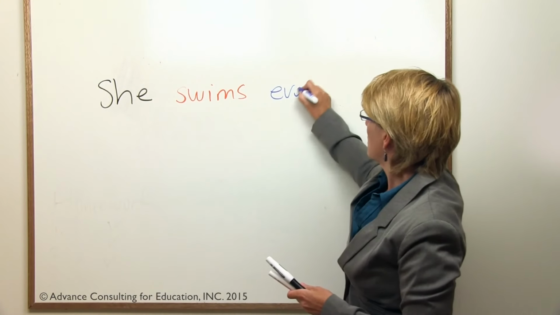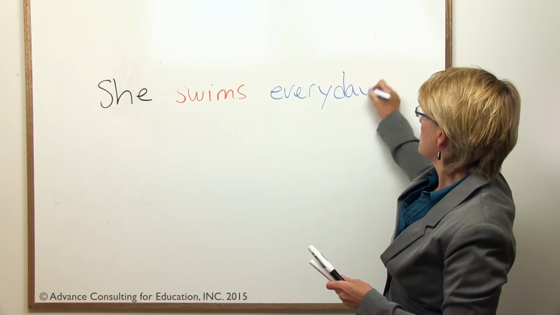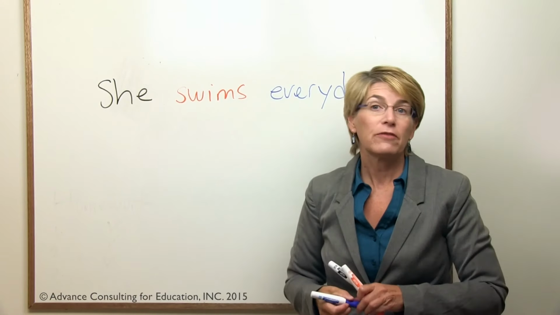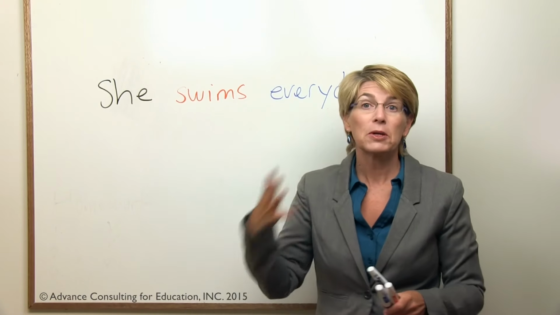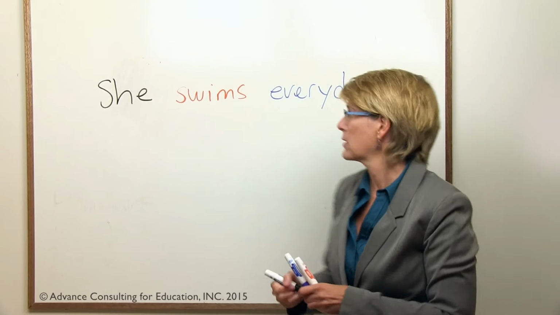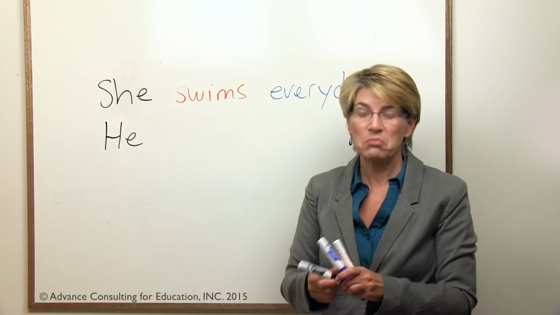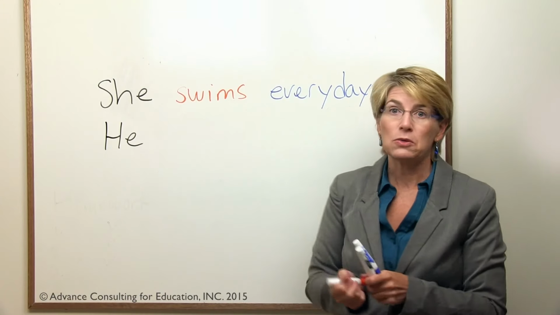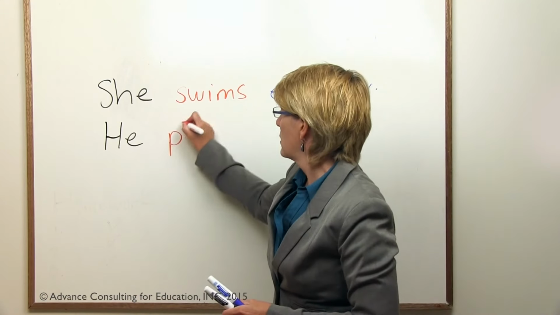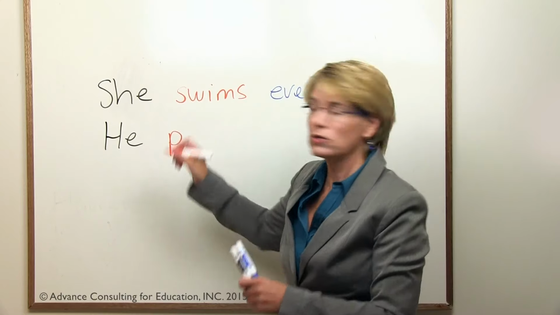So she swims every day. And then if I put another example under there, I'm going to follow the same color code, okay? So that's my subject, that's in black. Okay? And I'm going to use yellow. Or sorry, I'm colorblind here, that's orange.